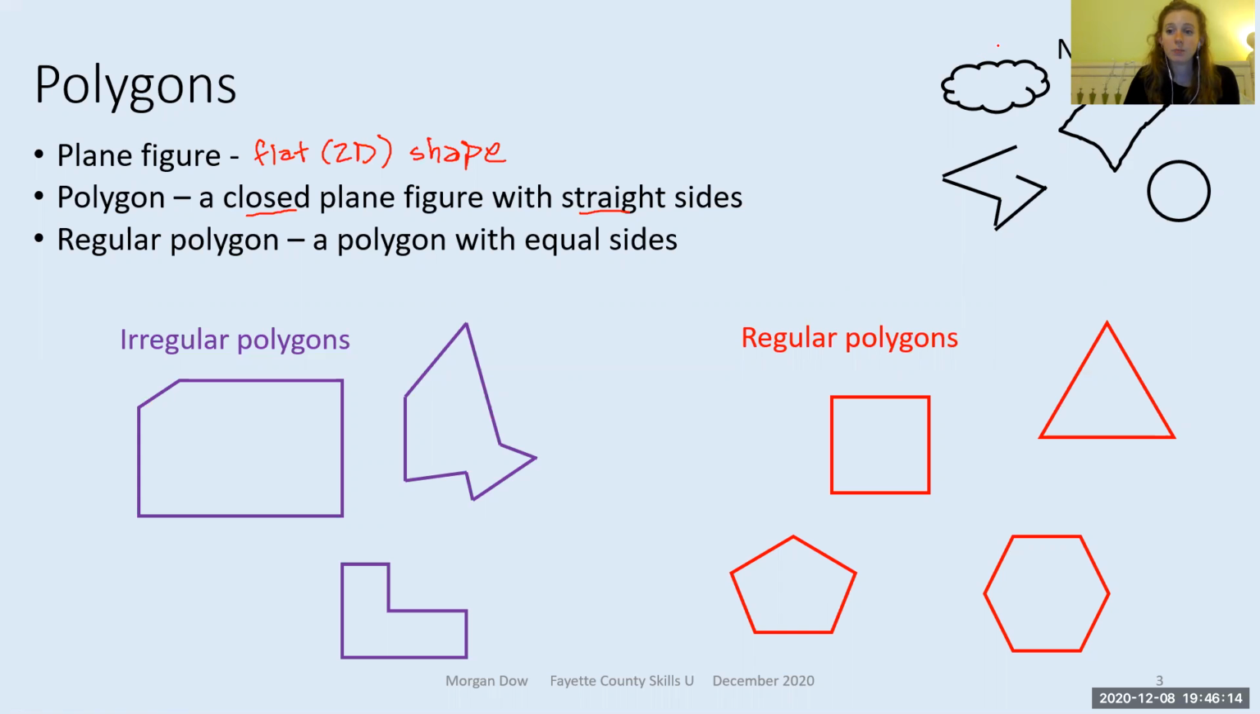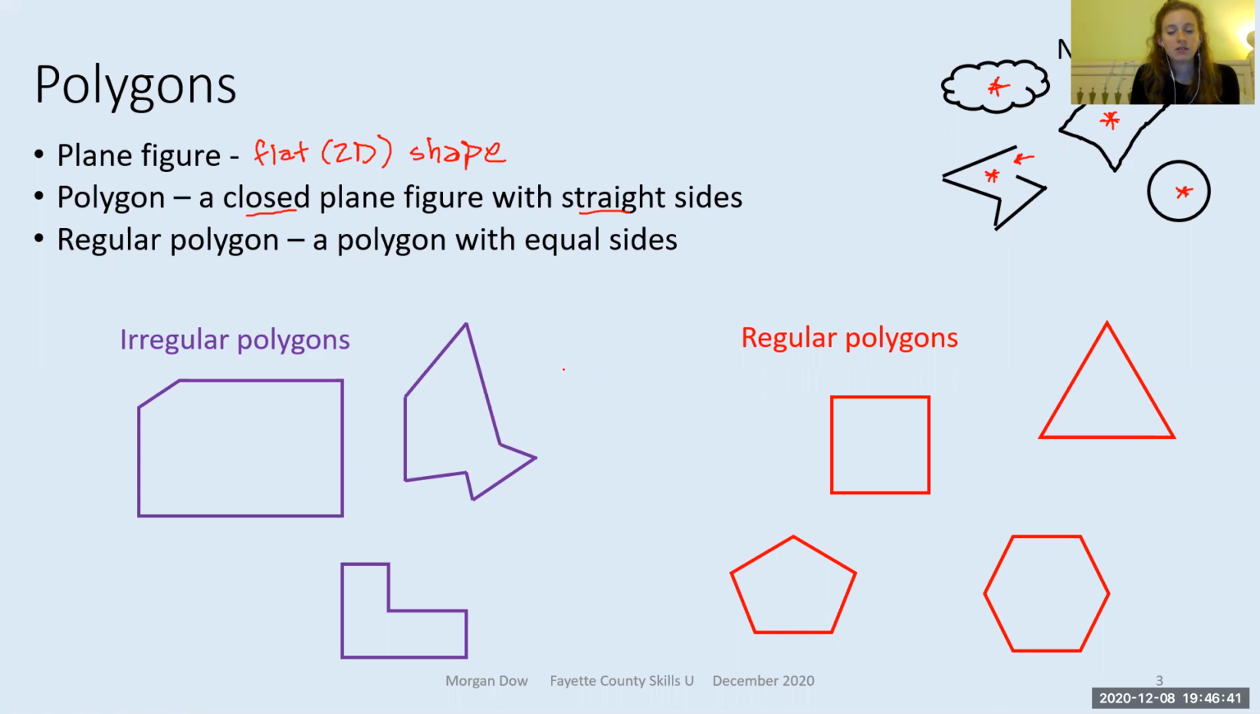And up in the top right corner here, I have some examples of things that are not polygons. So we've got these three shapes here that are not polygons because their sides aren't straight. And then this fourth shape here is not a polygon because it is not closed. It has this opening right here.